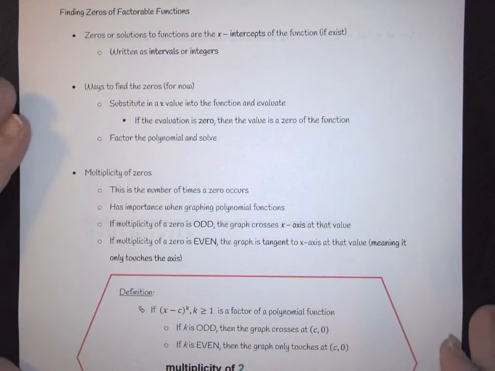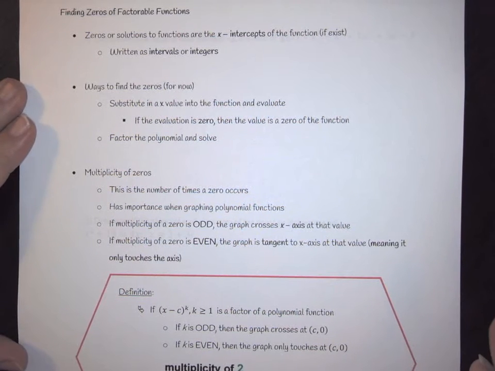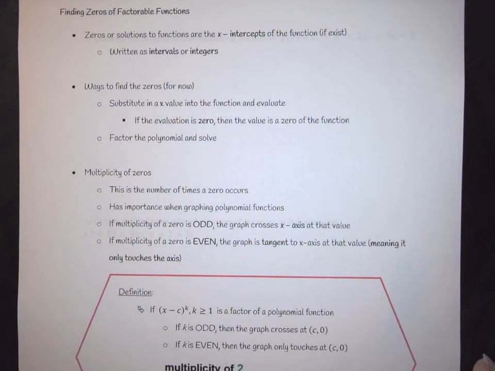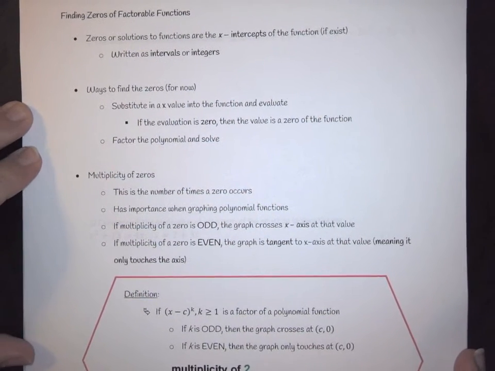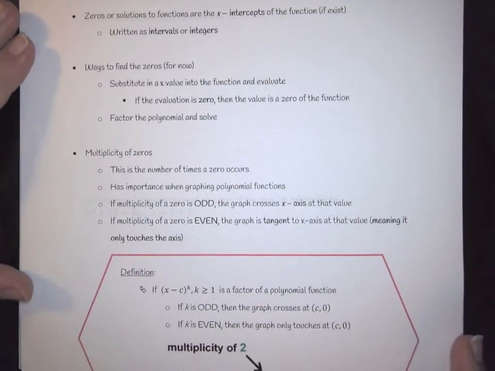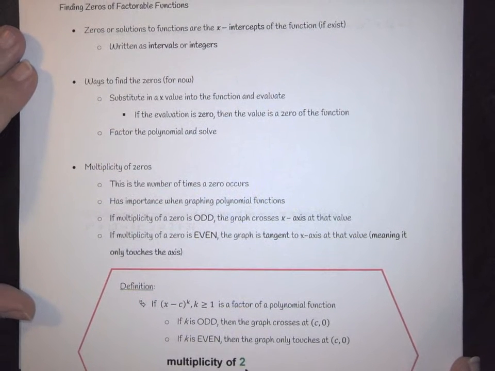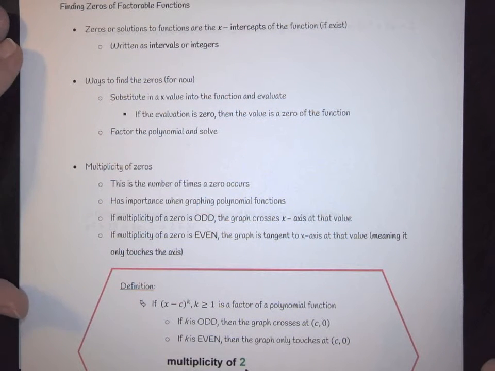Alright, welcome back. In this video we are going to look specifically at finding zeros of higher degree polynomials. And one of the places we're going to start is by looking at factorable functions. So when we're talking about finding zeros, essentially we're referencing the idea of the solutions to your functions. We like to call those the X-intercepts of the functions if they exist. Okay. Now, we usually write them as intervals or as integers.